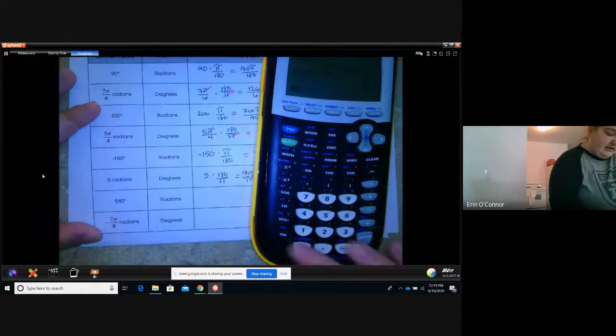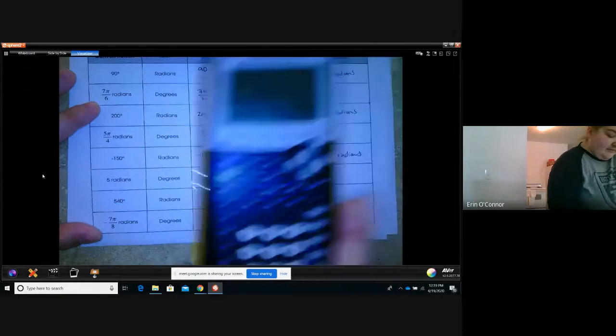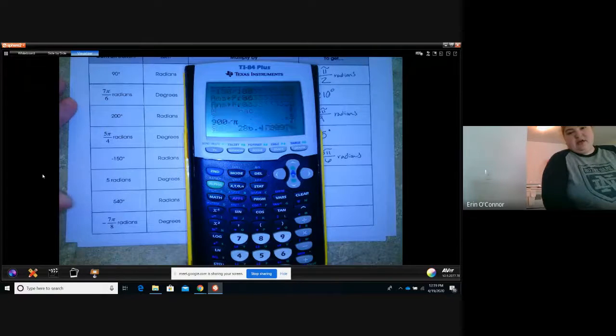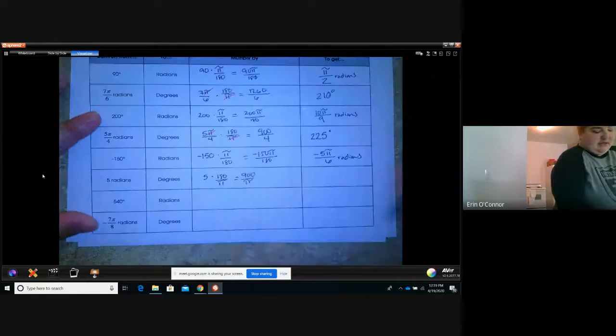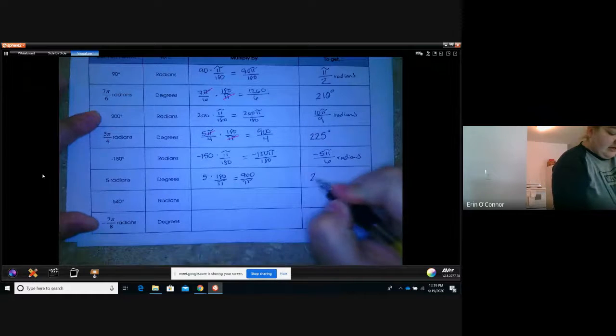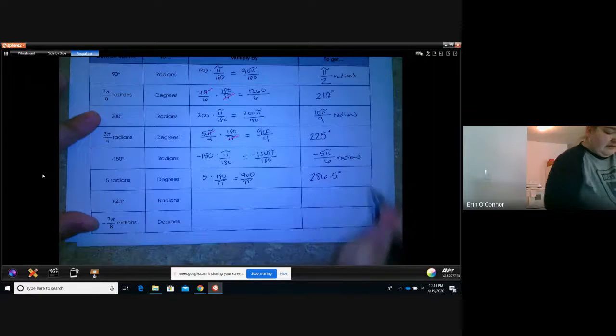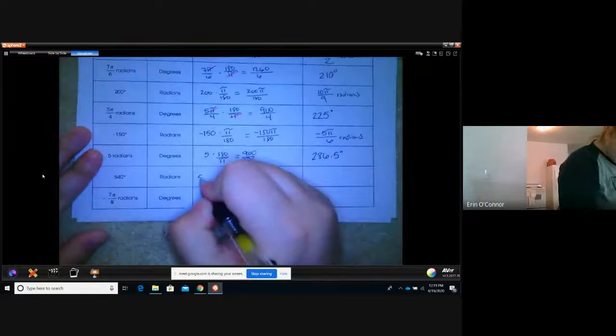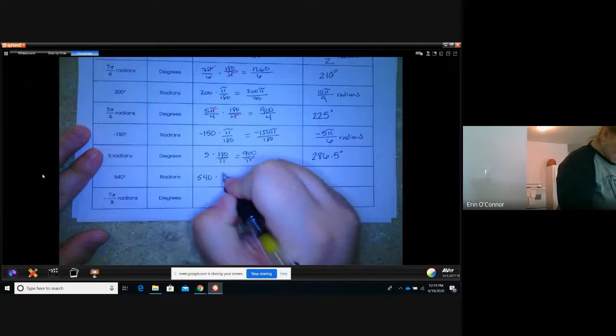So now we're going to do this in our calculators. We're going to do 900 divided by, and actually use pi. It's right above your division one. You have to press second first, but actually use pi. Don't use 3.14. And we get 286.5. We're going to round to the nearest tenth. So 286.5 degrees.